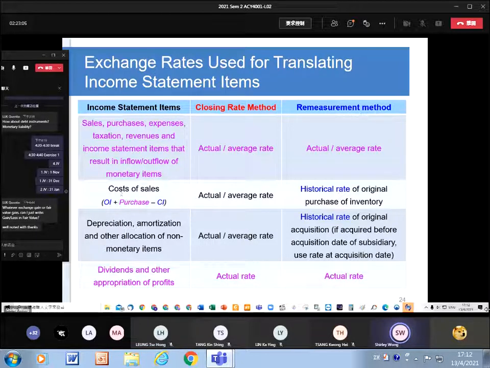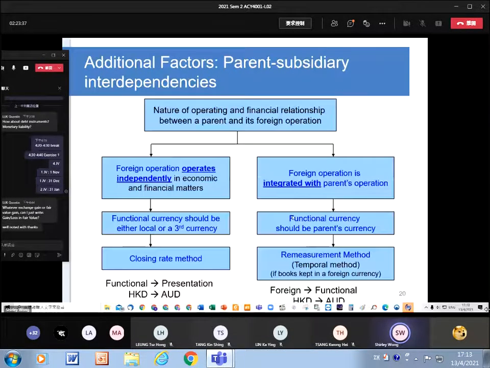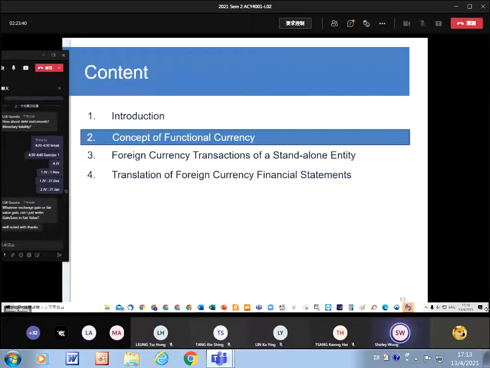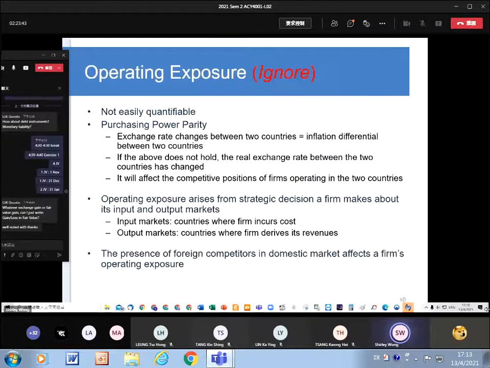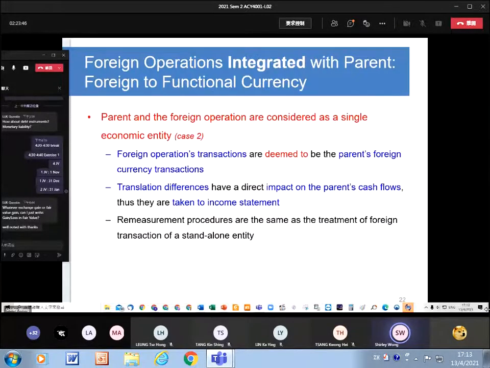However, under the remeasurement method, when you look at the details of cost of goods sold, actually cost of goods sold is equal to opening inventory, plus purchases, minus closing inventory. So cost of goods sold involves the purchases. For purchases, we use the average rate or actual rate. However, for opening inventory and closing inventory, we will use the historical rate, because inventory is a non-monetary asset designated at cost.